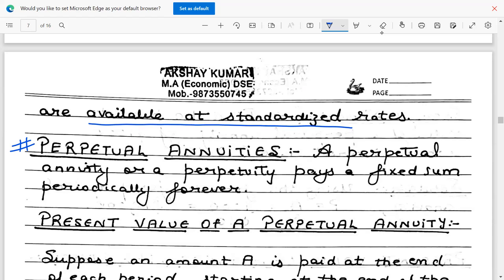What are perpetual annuities? A perpetual annuity is also called a perpetuity. It is going to pay a fixed sum of money periodically forever. So perpetual annuities do not have a defined maturity date. They are going to pay you a fixed sum of money as time tends to infinity. So I can say forever means as time tends to infinity. That is why it's called a perpetuity. It's never ending. So perpetual annuities are never ending. They are going to pay a fixed sum of money forever.